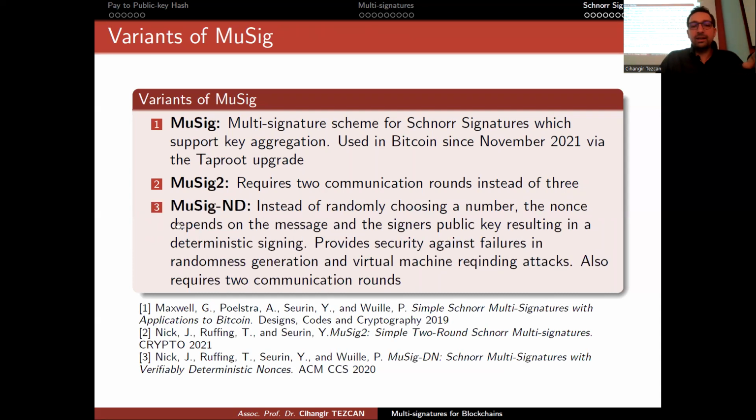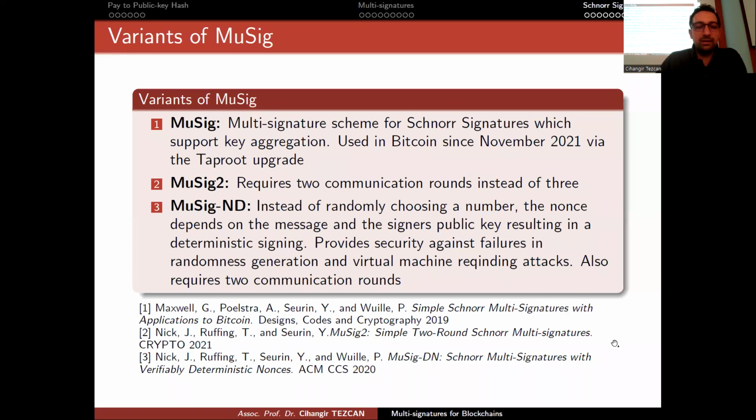And they also provided another version called MuSig ND. Here ND actually means deterministic nonce, I guess. So instead of randomly choosing a number, the nonce depends on the message and the signer's public key, resulting in a deterministic signing. You know, in every signing process, we randomly choose a number. So the resulting signature depends on that choice. And we have to change this random number whenever we sign something. Here, the choice isn't made at our side, but the number actually depends on the message itself and the public key itself. Okay, so this provides security against failures in randomness generation and virtual machine rewinding attacks.